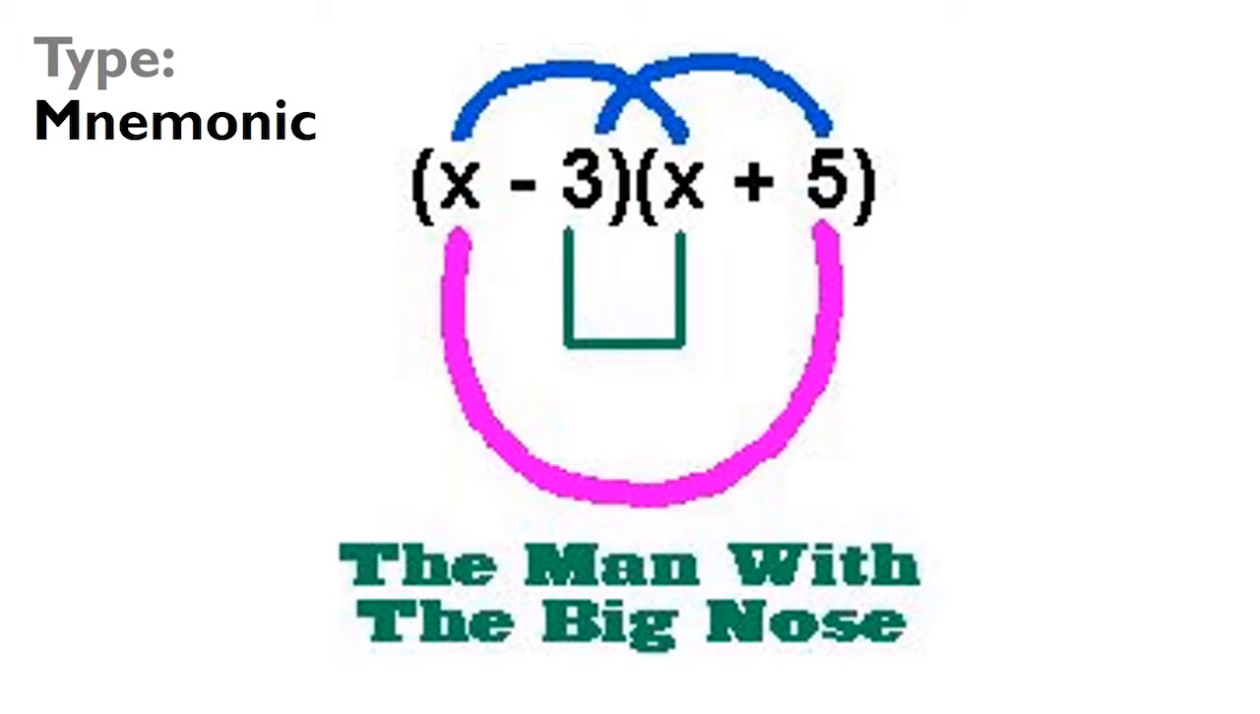And finally, for mnemonics, it could be something as whimsical as a visual representation along with a little phrase, the man with the big nose, to help students remember what to do when you're multiplying two of these equations or factors together.